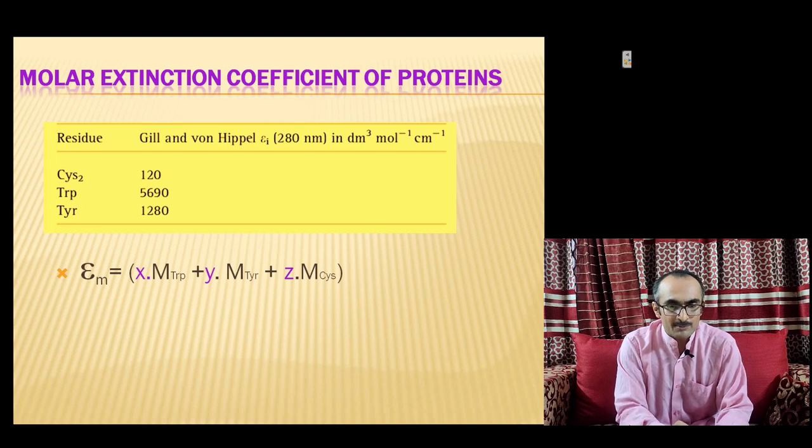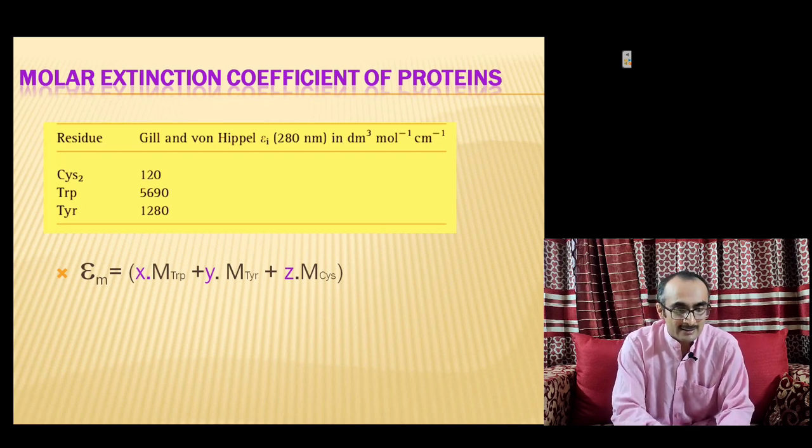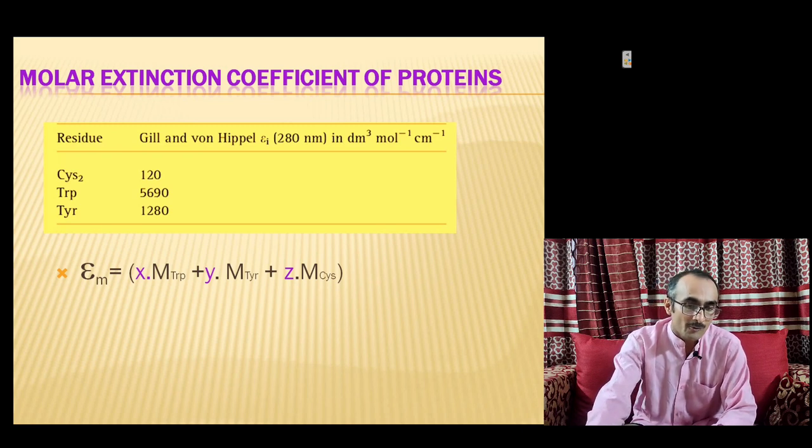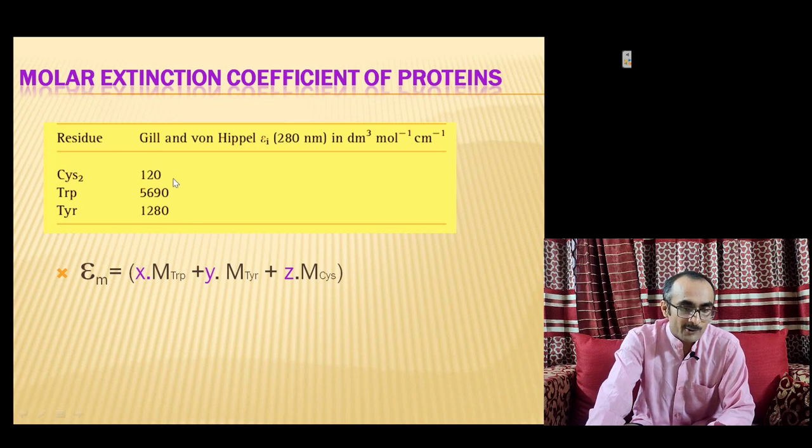In the case of protein, theoretically the molar extinction coefficient can also be calculated. For example, proteins absorb at 280 nanometer, and there are mainly three types of groups in protein which absorb at 280 nanometer. That's cysteine, tryptophan, tyrosine amino acids, and they have a fixed value of their molar absorption coefficient, which are given here: 120, 5690, 1280 respectively. So in a protein, if we know the number of these amino acids, the molar extinction coefficient of that protein can be calculated theoretically. So how do you do that?